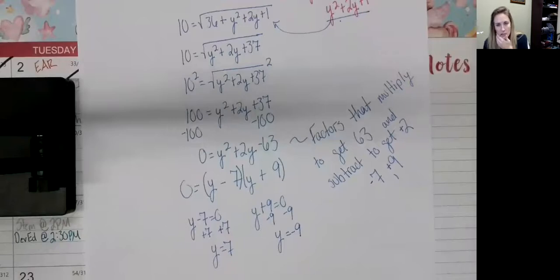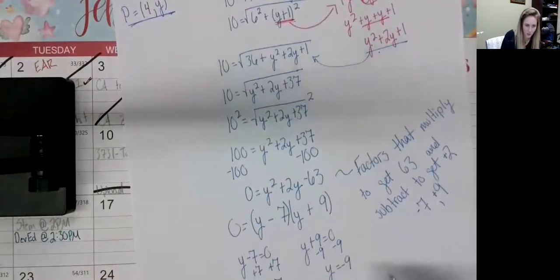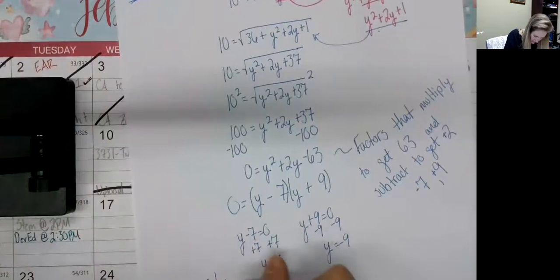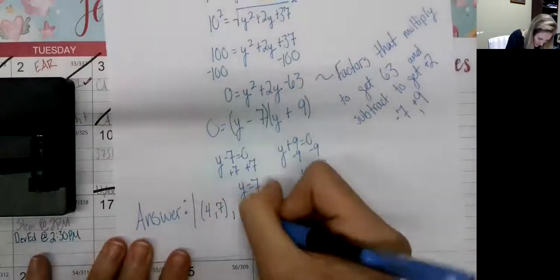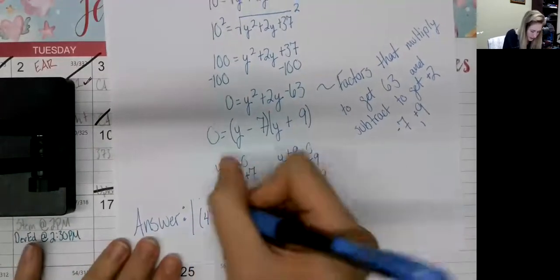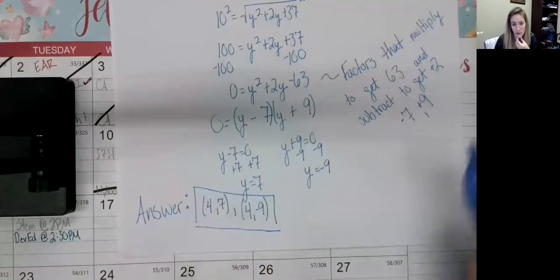The big thing on this problem, because I did it yesterday in class, is they want the answer as coordinate pairs. So we're going to have to go back to this and put these values in as our y. So our actual answer is going to be (4, 7) with the comma between them. Someone forgot to do that on one of them. And (4, -9). And be sure you use your parentheses. Be sure you use your commas. Be sure you use your negatives.